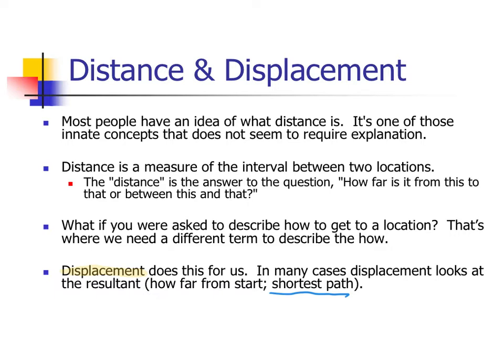I use the example, if I run the 2 mile in track, what would my displacement be? 0. Displacement would be 0 because you started and stopped in the same location. The distance ran would be 2 miles.